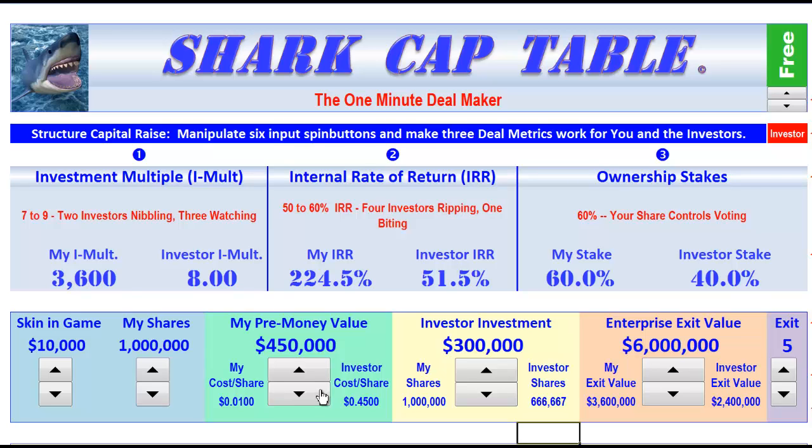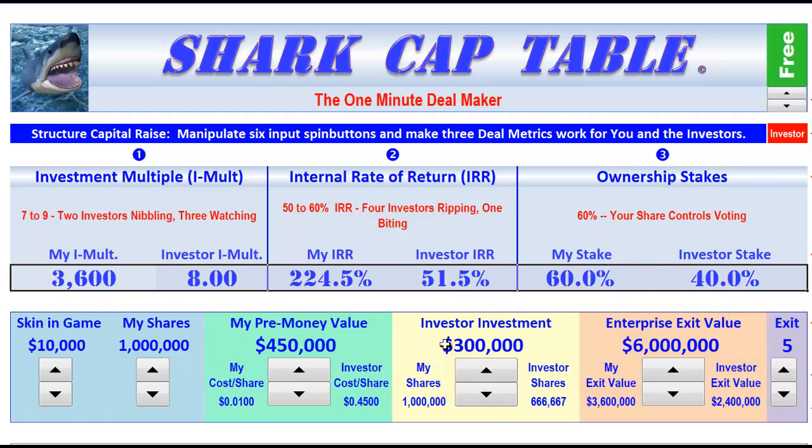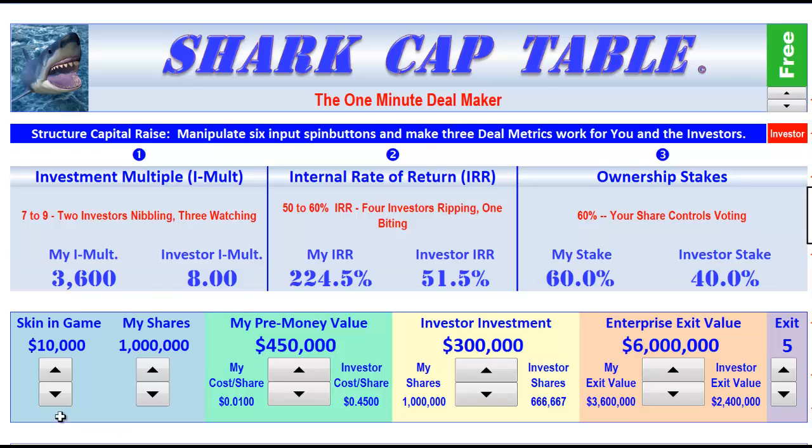We're going to show you how to structure a capital raise by manipulating 6 input buttons. These are the ones down here. And we're going to make 3 deal metrics, which are the ones up here, work for you and the investors. Now we have some data already in here, but let's adjust it.